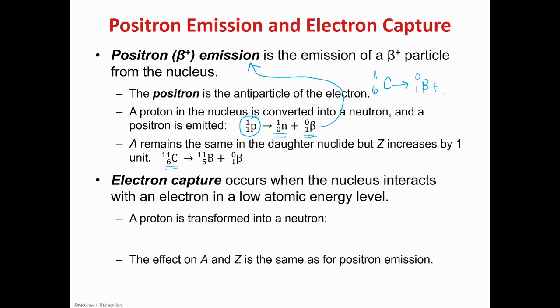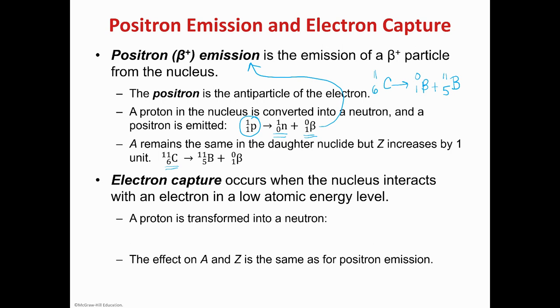If you notice now, I'd ask the question, what atom has a charge that 1 plus what number gives us 6? And that would be 5. And that's, if you look on your periodic table, the element boron. And then what number plus 0 gives us 11 is 11. So that'd be boron 11. So what's happening here is that the nucleus converts a proton to a neutron and emits a positron.